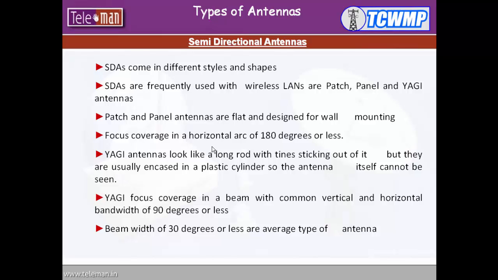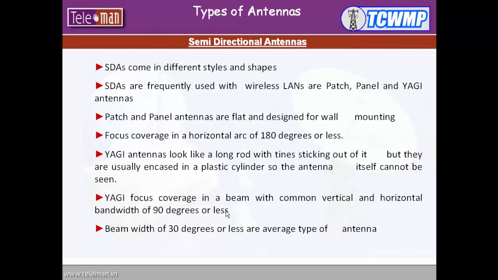They focus coverage in a horizontal arc of 180 degrees or less. So you can see that the patch antenna, if we are fixing it on a wall, will cover 180 degrees or less. Yagi antennas look like a long rod with tines sticking out of it, but they are usually encased in a plastic cylinder so the antenna itself cannot be seen. Yagi antennas focus coverage in a beam with common vertical and horizontal beam width of 90 degrees or less.